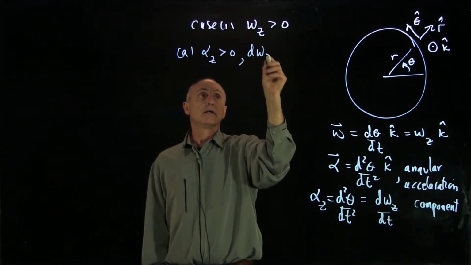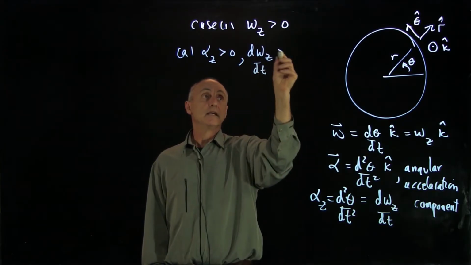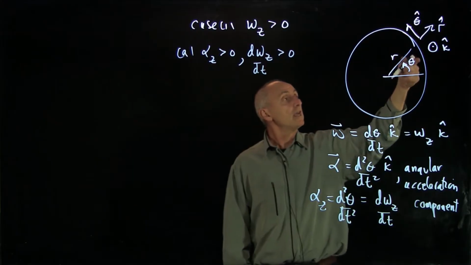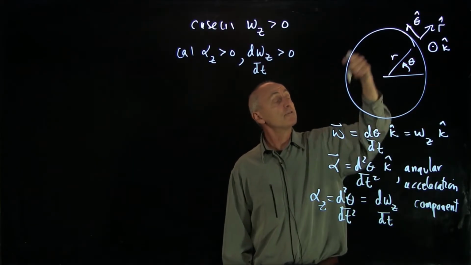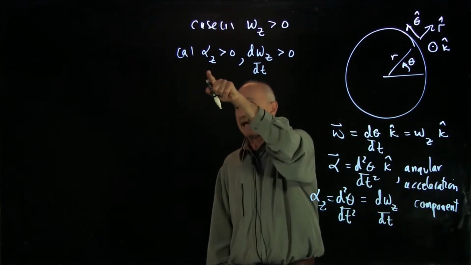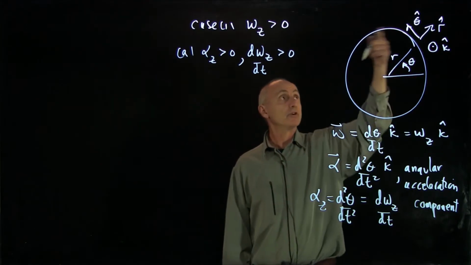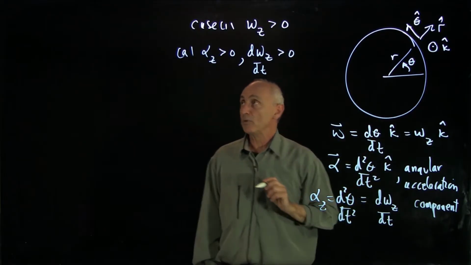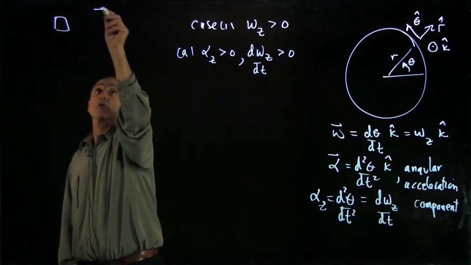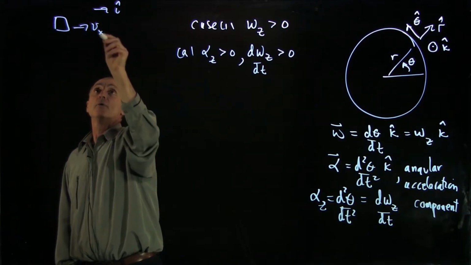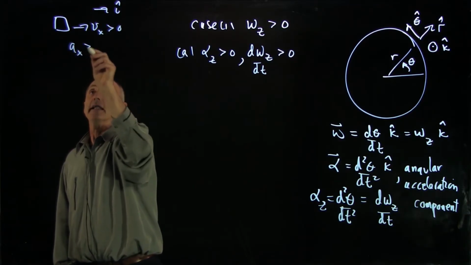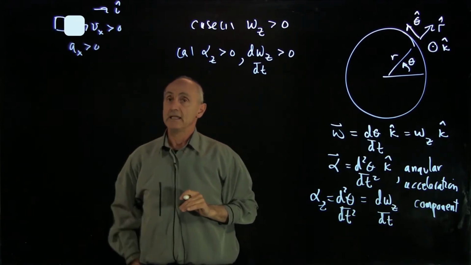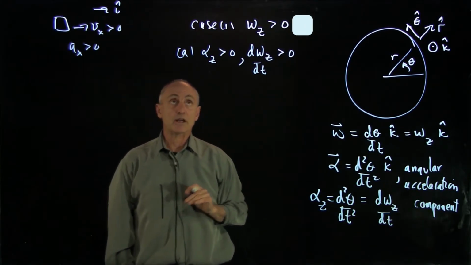Now, given that case, let's look at what happens when alpha z is positive. Remember, that's the statement that d omega dt is positive, that omega z is increasing. So if an object is moving with a positive omega z, and the angular acceleration component is positive, the object is speeding up. In the linear example, if you had one-dimensional motion, i hat, with Vx positive and Ax positive, that corresponds to an object increasing its speed in the x direction.